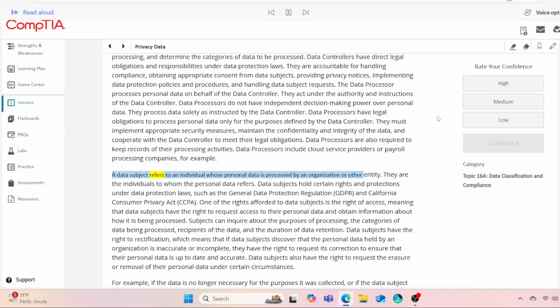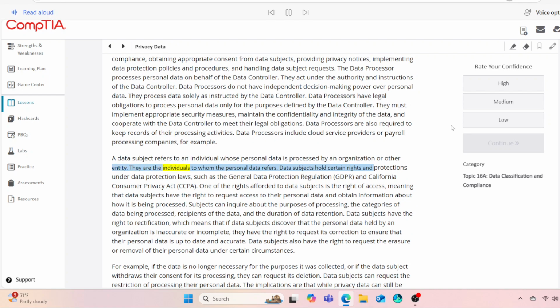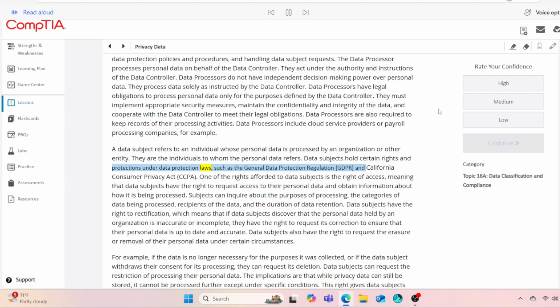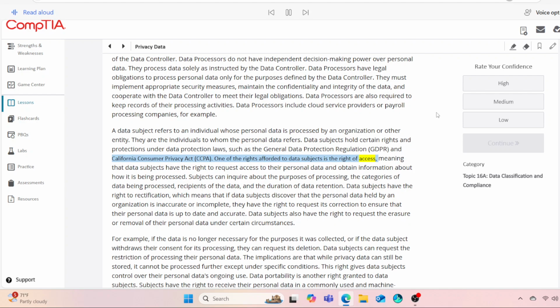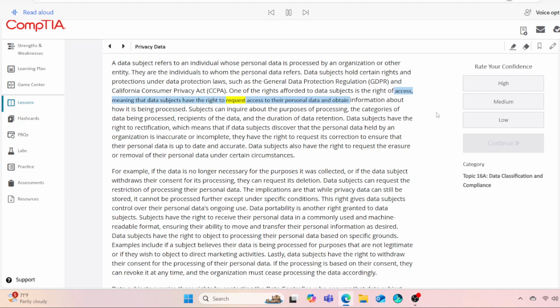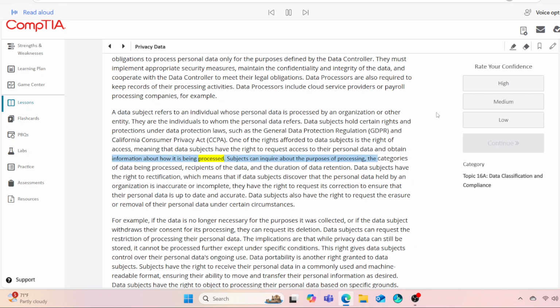A data subject refers to an individual whose personal data is processed by an organization or other entity. They are the individuals to whom the personal data refers. Data subjects hold certain rights and protections under data protection laws, such as the General Data Protection Regulation, GDPR, and California Consumer Privacy Act, CCPA. One of the rights afforded to data subjects is the right of access, meaning that data subjects have the right to request access to their personal data and obtain information about how it is being processed.